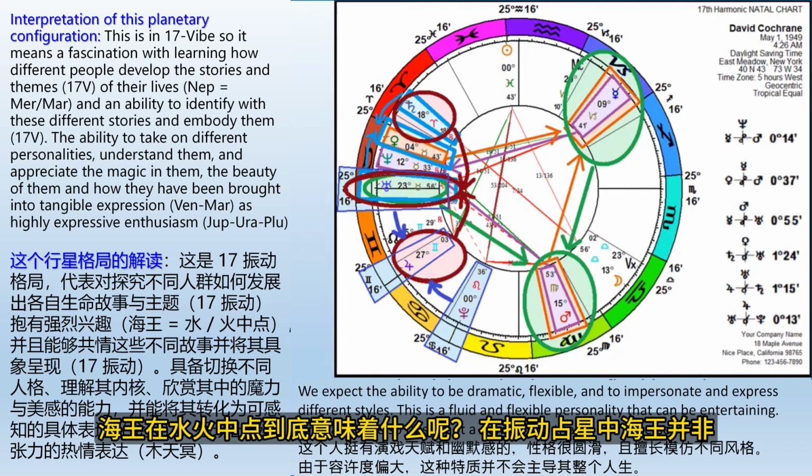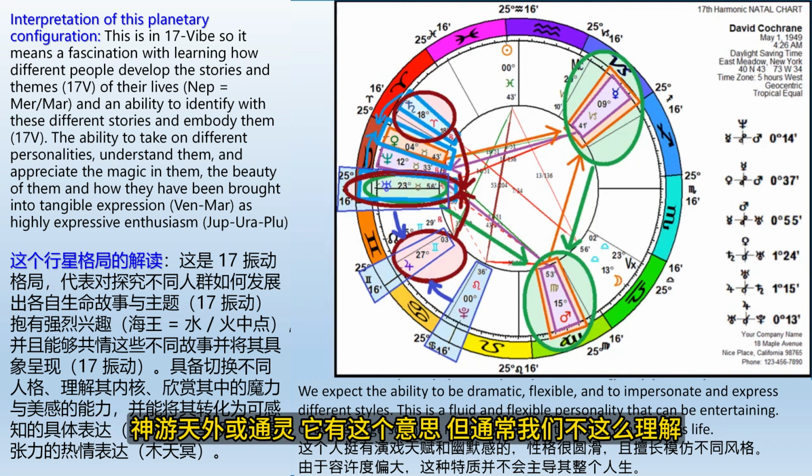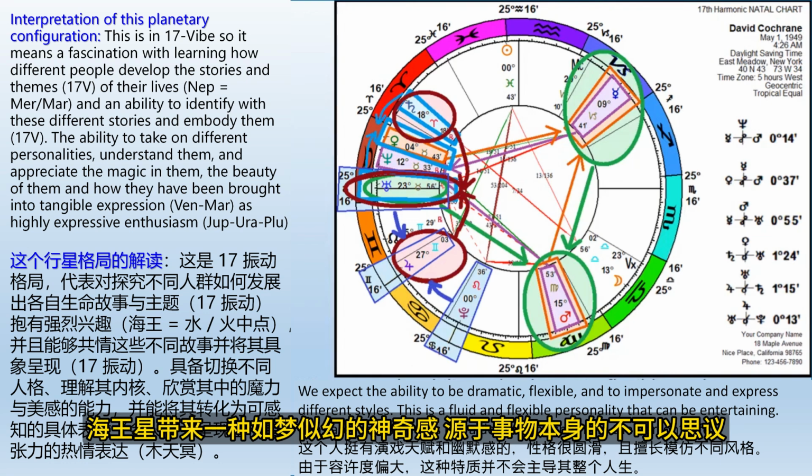Okay, Neptune at Mercury, Mars. What does it mean? Neptune in VA is not spaced out, psychic, etc. It can be spaced out. It can be psychic. Usually it's not. Neptune is a sense of magic that we get because something is so totally awesome.